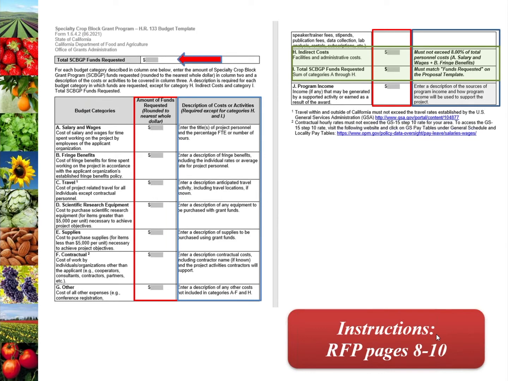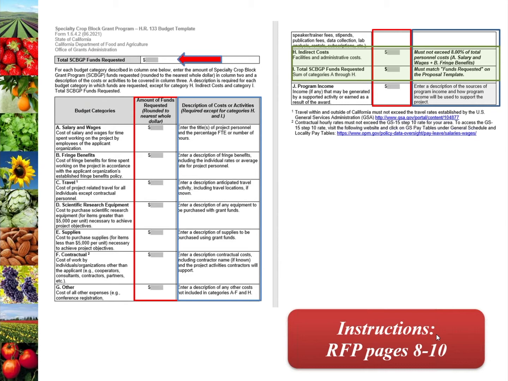This is what the budget template looks like. I know it's difficult to read here, but you can find a version of this document in the handout section of the GoTo webinar. In the amount requested column, which is in red, you'll enter the total amount of Specialty Crop Block Grant Program funds you're requesting for each budget category, rounded to the nearest whole dollar.